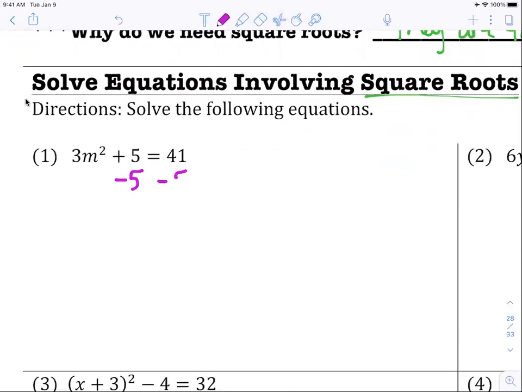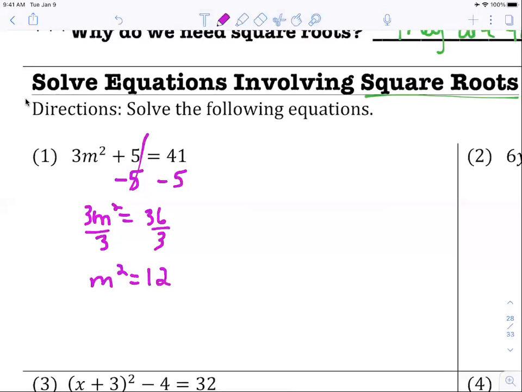We would start by, again, subtracting 5 from the other side. And if I take 41 minus 5, we get 36. And then we're going to do exactly that. We're going to divide by 3 on both sides. 36 divided by 3 is going to end up being 12. Now, typically, obviously, if that squared wasn't there, we would be done.